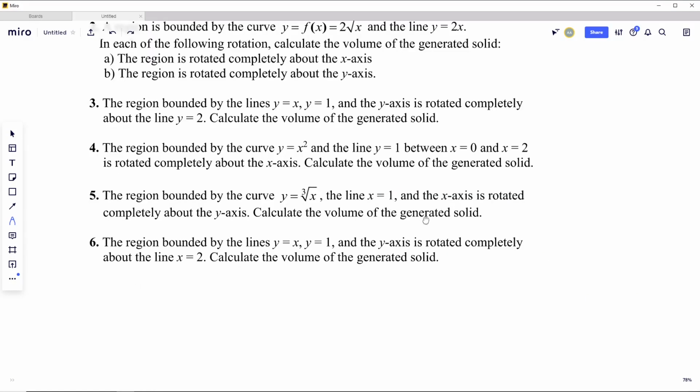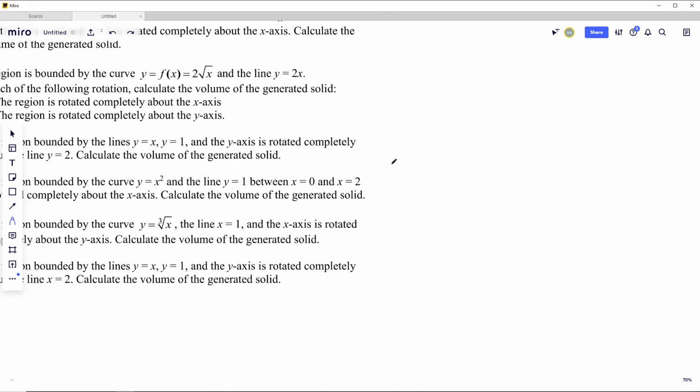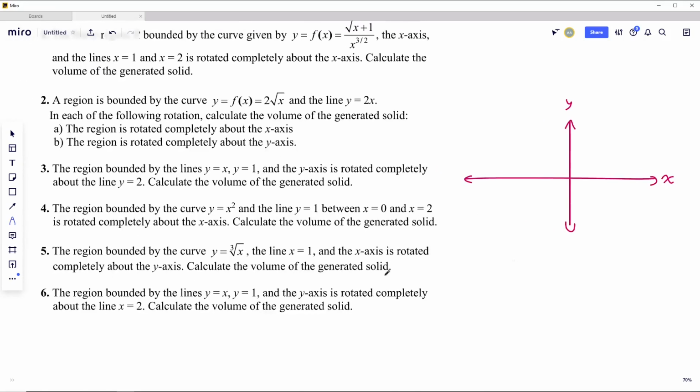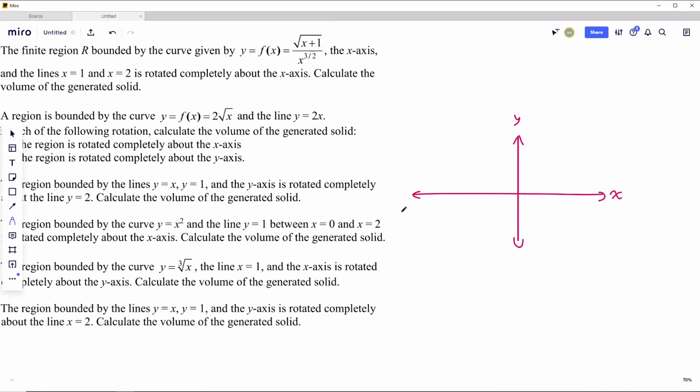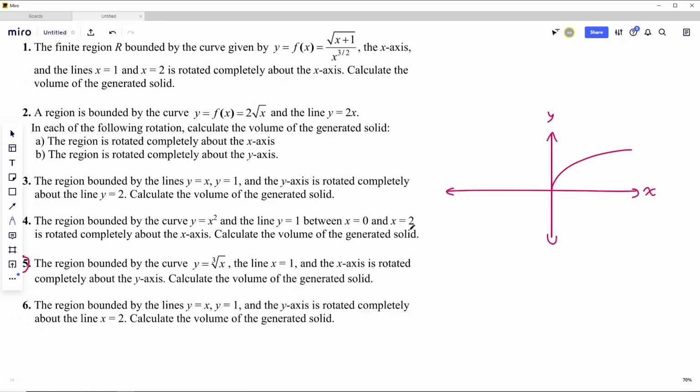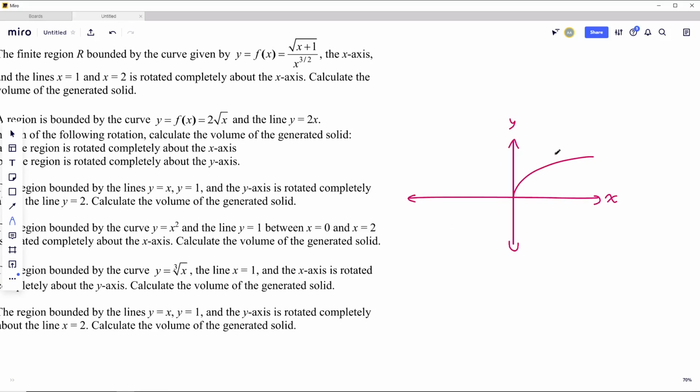So let's do number 5, and it's like this. I'm going to do it up here so that I don't have to bring it up again. And again, we're doing this if you keep losing terms. Cubic root of x, so it looks something like this, and x equals 1, so it's going to be somewhere here. If we stretch things a bit, I think it looks bad.